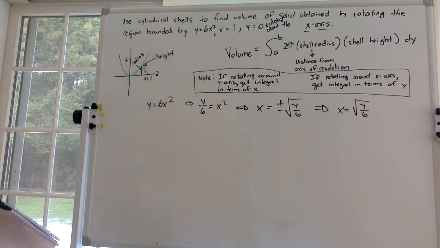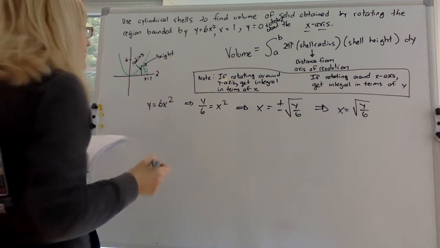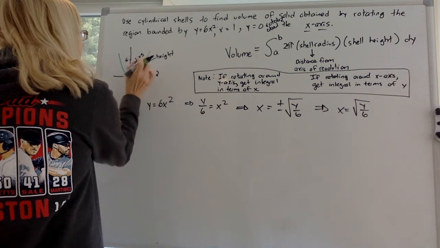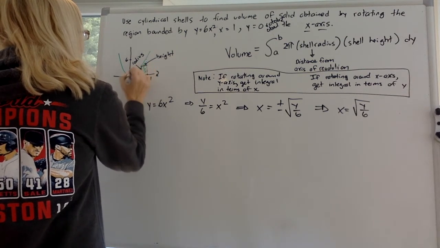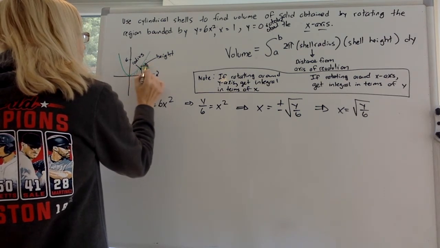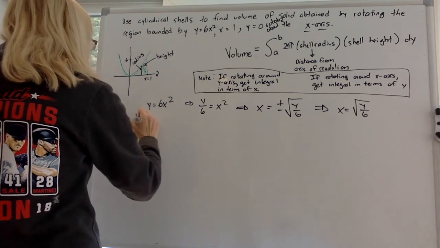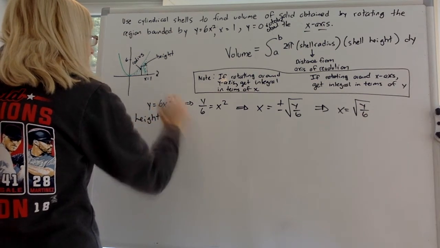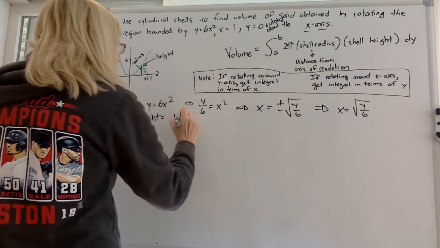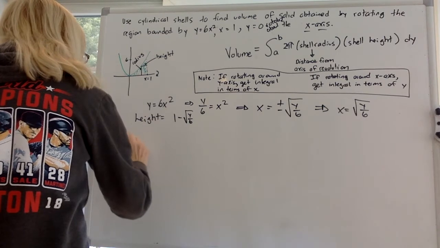So why do we need that? Well, we need that to figure out what our height is for any particular shell. You could pick different shells, we happen to pick this one. But the height for this one is 1 minus what the curve value is. So the height is going to be 1 minus the curve value. I'm just trying to get everything in terms of y. All right, I think we can finally do the integration.